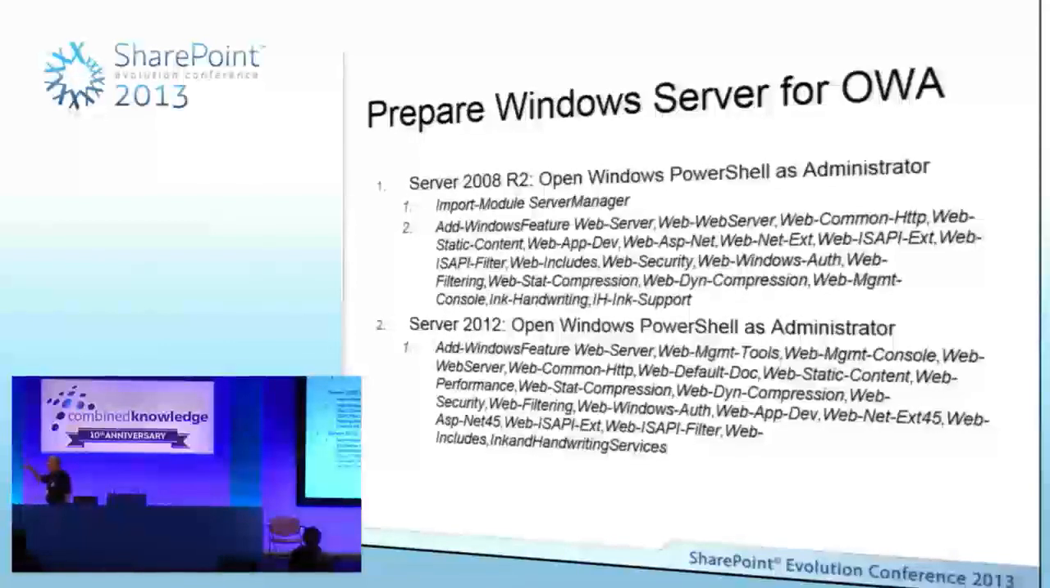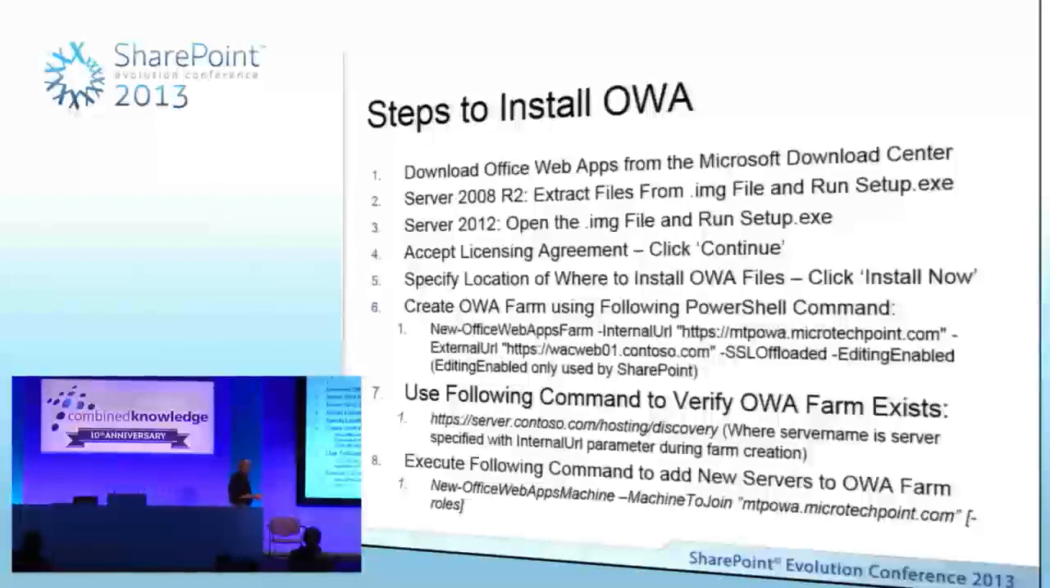If you're running Server 2012, you don't need that first step. You just run the commands. You'll also see the commands are slightly different. I'm just going to go to the bottom line. We've got ink-handwriting and then ih-ink support. Notice down here, those are combined as ink and handwriting services. So Windows Server 2012 has a slightly different command. You'll have access to these slides, so you'll be able to see this and use this at any point in time. Once we've done that, we then download from the Microsoft Download Center.